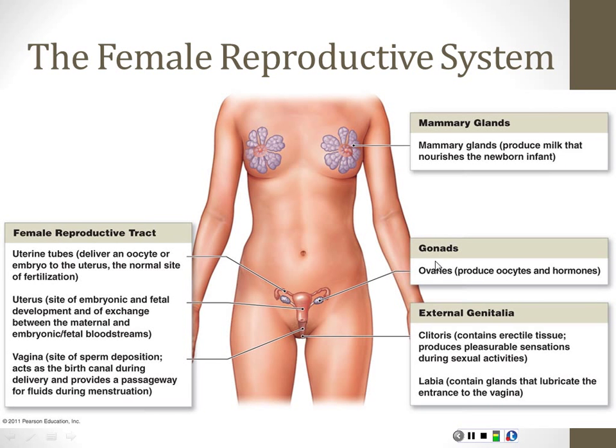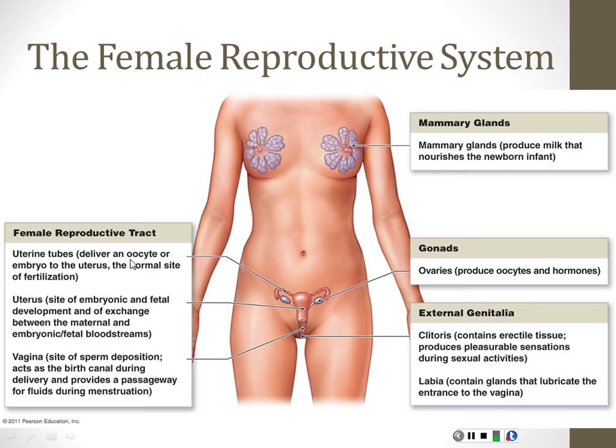So the gonads in the female are the ovaries, and they produce the germ cells for the female, which are oocytes, or ova, technically, by the time they are mature, as well as the hormones estrogen and progesterone. And we'll talk about where those hormones are produced as we get further into the hormone physiology. External genitalia, and then the female reproductive tract.